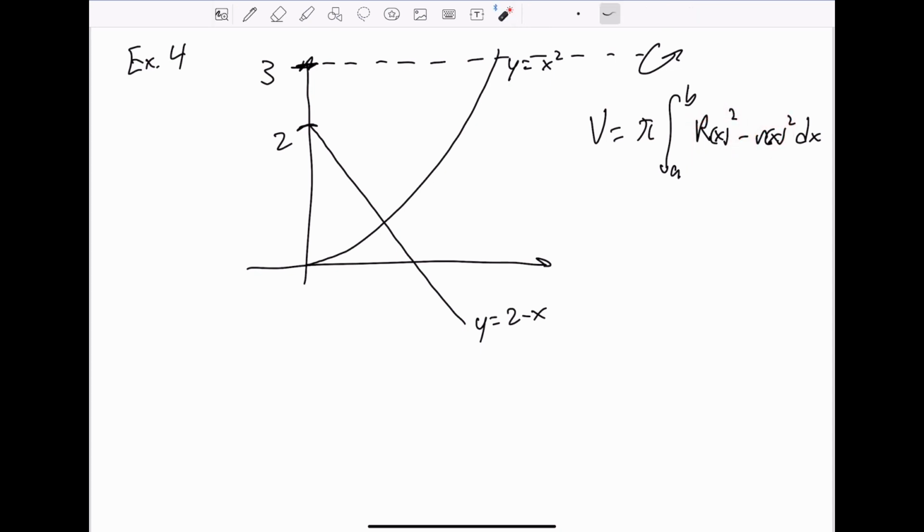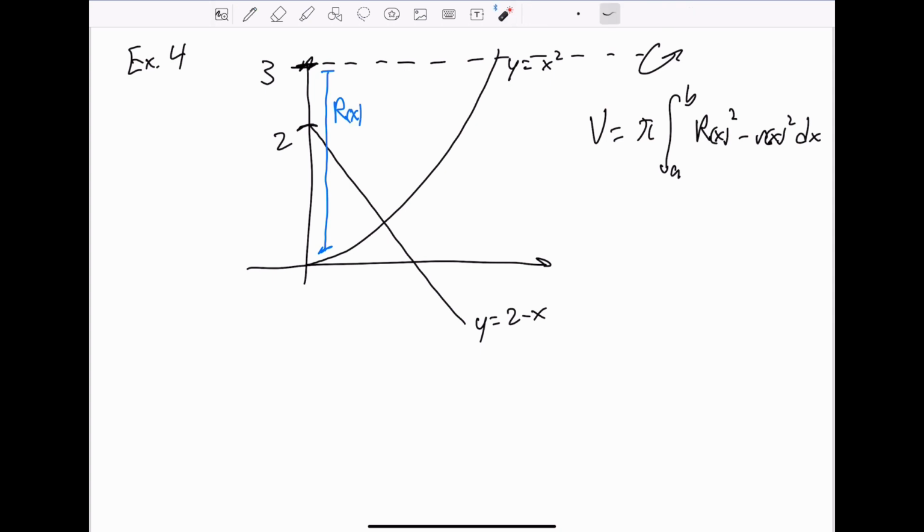We need expressions for capital R and small r. Let's think of drawing those in. Once again, the key for the radius expressions is to find the distance from the line of rotation to the outside of the shape or to the inside of the shape. Let's focus on capital R first. Capital R of x is this distance here, the distance from the line of rotation to the outside of the shape. That is capital R.